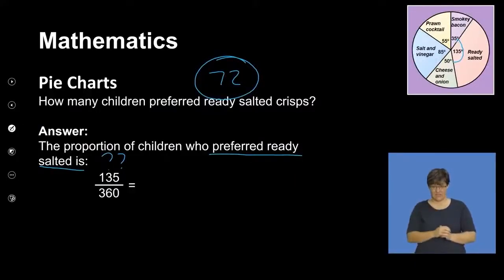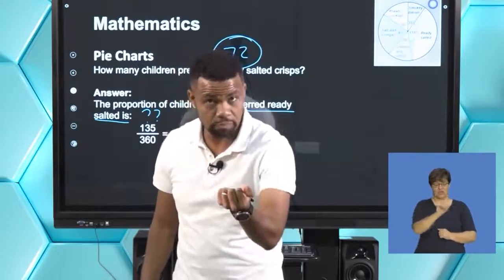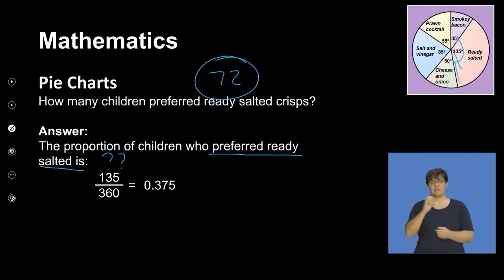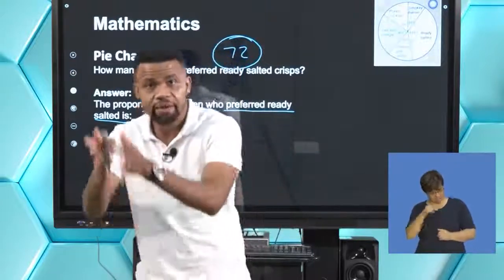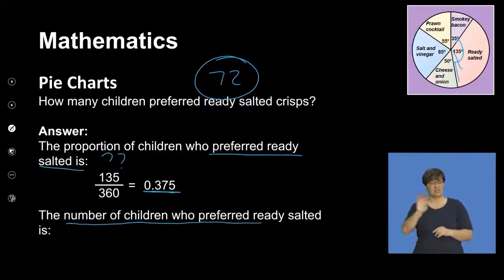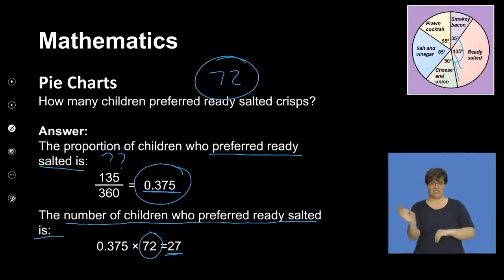So this is how we're going to do it. We have to convert the 135 degrees into some ratio. We know that angles around the pie chart are what? 360 degrees. So it's 135, the angle of ready salted, over 360. We put that on a calculator. Let's see what we get. So this is what we get, 0.375, of the total, which is 72, who took ready salted. Are we all together? Then this is what we do now. The number of children who preferred ready salted is this multiplied by the total, which gives us 27 kids. Are we all together? Okay.